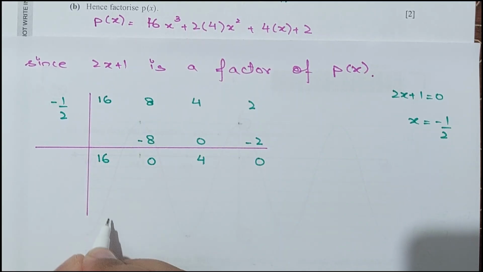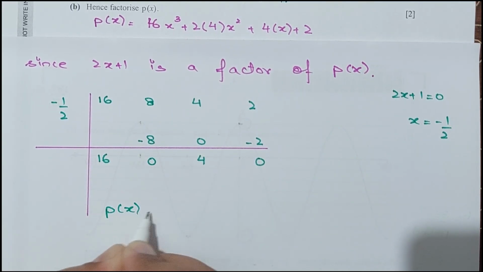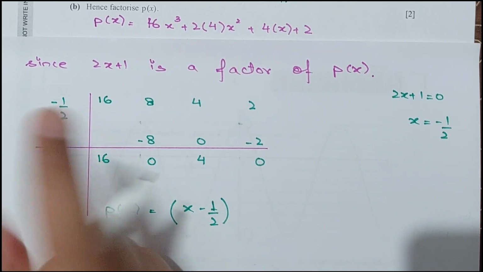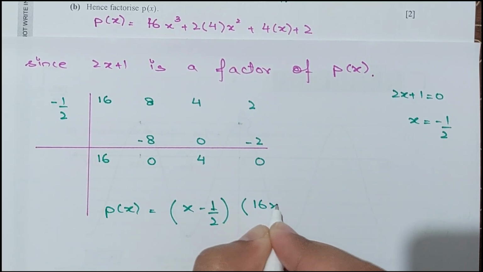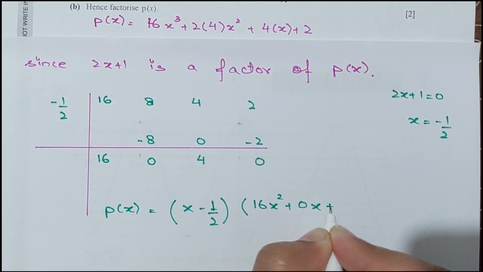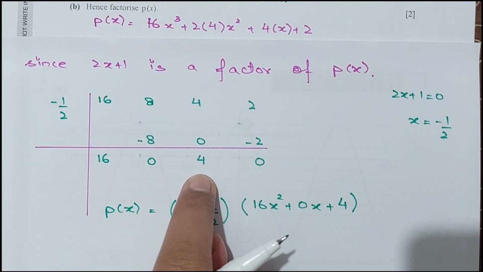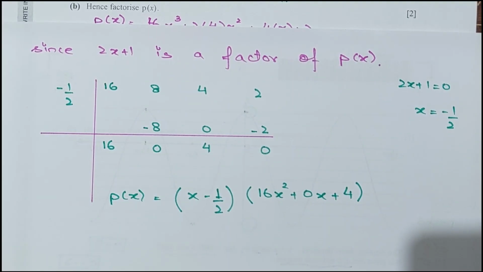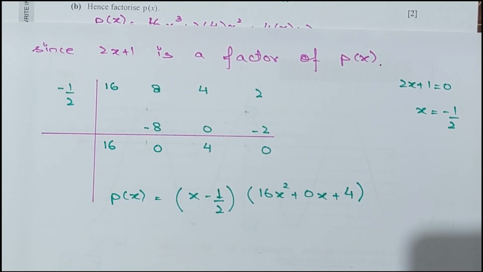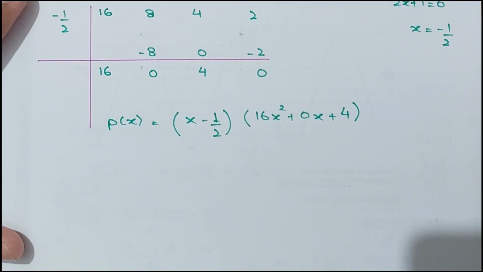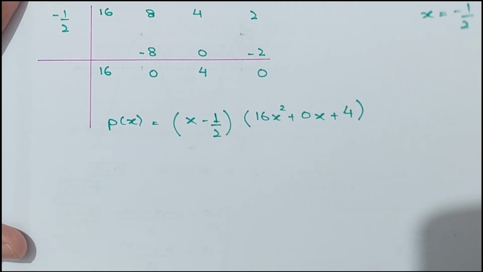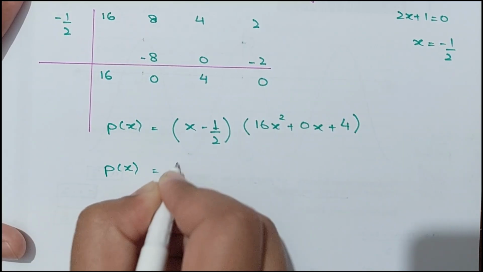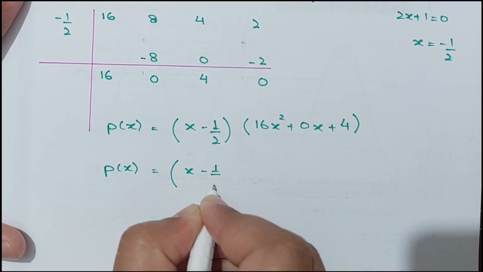Now the polynomial p of x becomes (x minus 1 by 2) times (16x squared plus 0x plus 4). It is reduced to a quadratic. When we apply synthetic division, the power of the polynomial reduces: cubic reduces to quadratic, and quadratic reduces to linear. Now it is a quadratic, we can easily simplify this. So now we have p of x equals x minus 1 over 2.